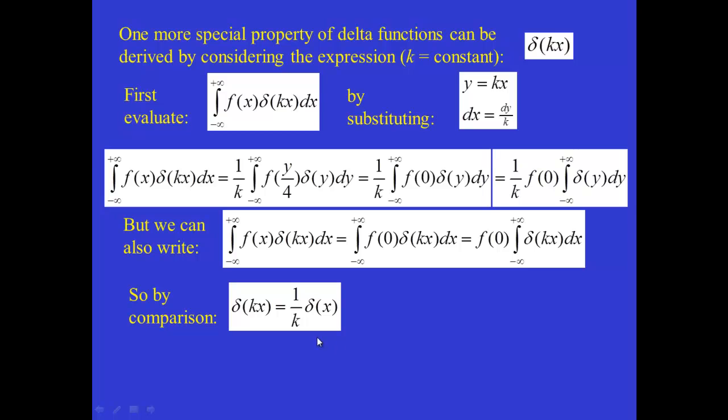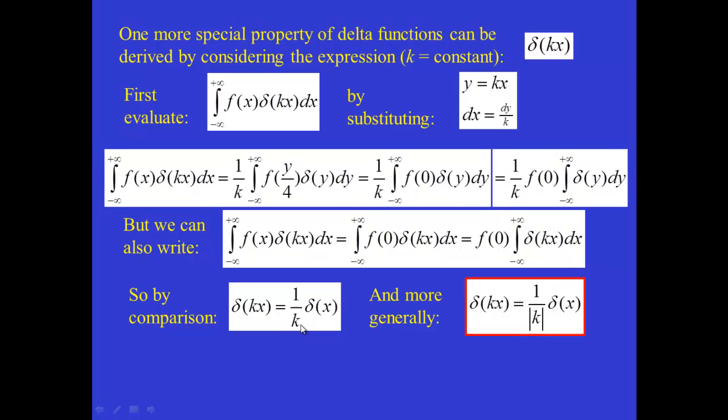So when you have delta of kx, you're actually narrowing the distribution, in other words, by dividing it by a certain number. And you can show more generally that whether that number k is positive or negative does not affect the final answer. If k were negative, you would just take the absolute value, and that would give you a way of expressing delta of kx. So this property may come in handy at some points.